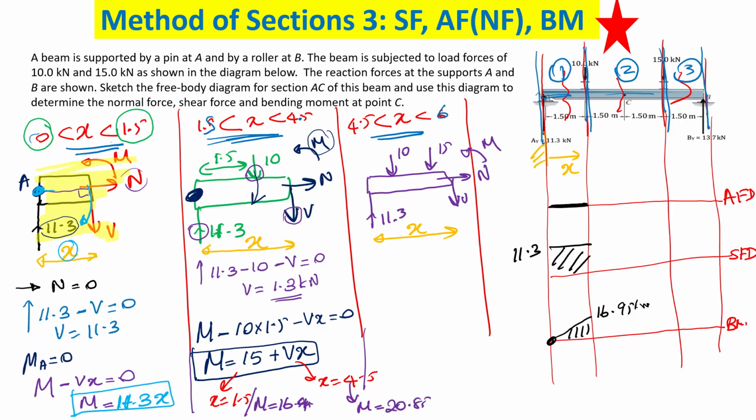How do you draw it now? This is 0, and this is 1.3, and this one is going like this. And this is 20.85 kilonewton meters. Okay, next one. Next section.